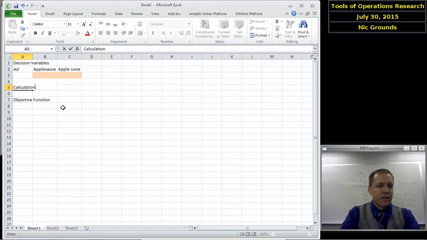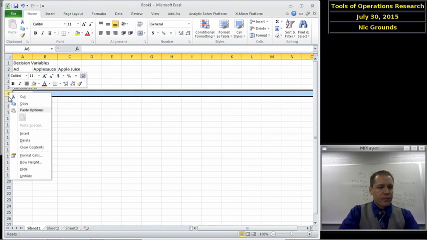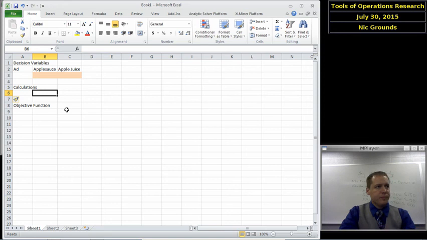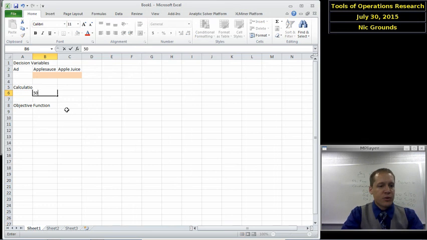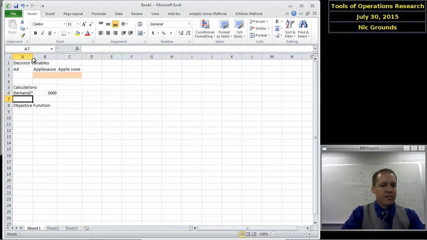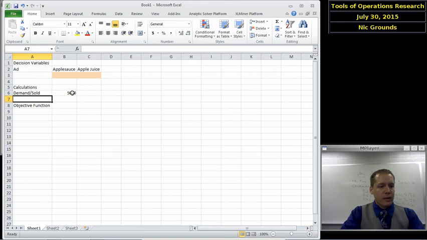I'm just going to call this calculations. So we know that for applesauce, the demand, or how many we can sell, is going to be 5,000 plus, I believe it was 3 times the number of advertising dollars made. So I'm just going to compute that in this cell and say this is the demand or the amount of product sold. For now, applesauce, we can sell 5,000 jars because we so far have chosen to spend $0 advertising.